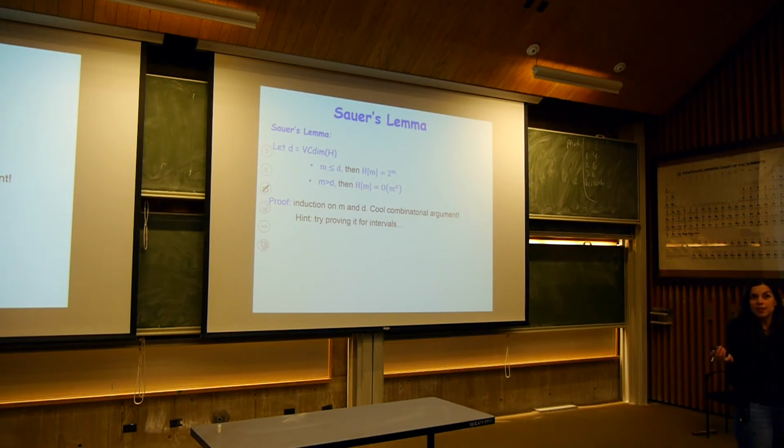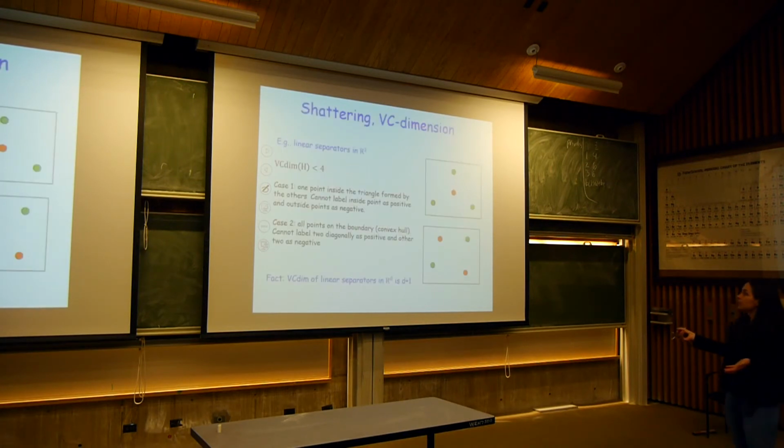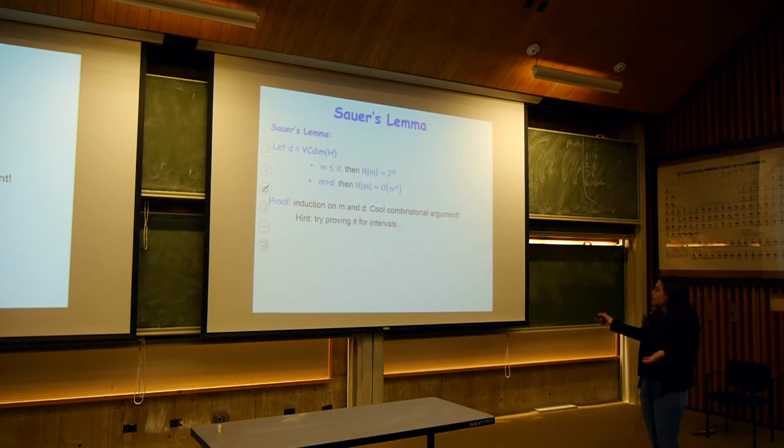So what is the definition of VC dimension? It's the cardinality of the largest set of points that I can shatter, right? And so by definition, because I can shatter a set of d points, that means that for any m smaller than or equal to d, there will be a set of size m that I can shatter. So therefore, the shattering coefficient h of m will be 2 to the m. Okay, that's obvious by definition.